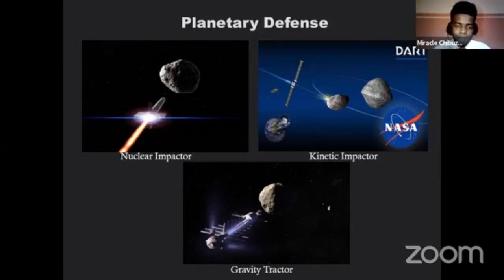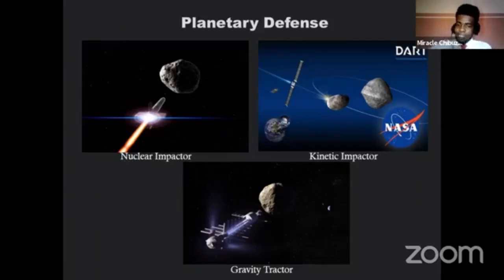We have the nuclear impactor. Okay, what comes into your mind? You think we're going to blow it up? Not really. That is an idea from Hollywood, from the United States movie industry. If you blow up an asteroid, you are making it more dangerous. Assuming an asteroid is approaching Earth and you blow it up, you are not solving the problem, you are creating even more problems.